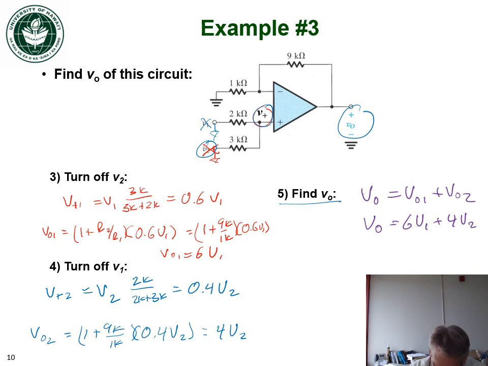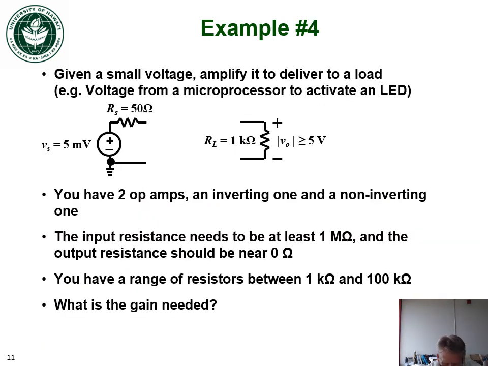All right, moving on here to example 4. So we're given a small voltage to amplify. In this case, we have a voltage of 5 millivolts. I want to deliver this to a 1 kilo ohm load with a voltage of greater than 5 volts. We also have a source resistance of 50 ohms.